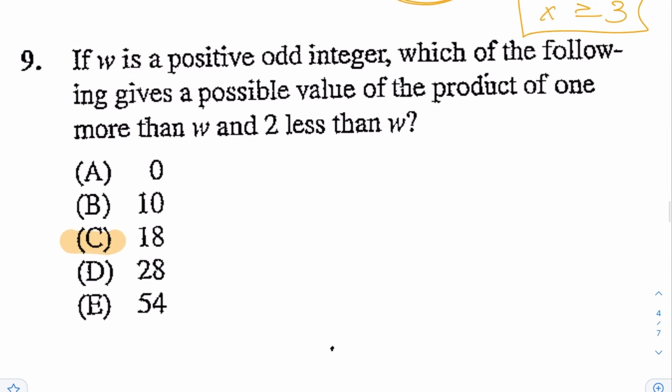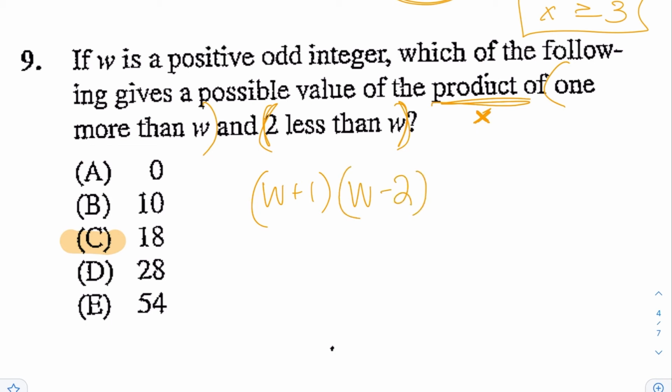Next one, number 9. If w is a positive odd integer, which of the following gives a possible value of the product of 1 more than W and 2 less than W? So here you want to know the product. So product means multiply. For these two things, 1 more than W, that's W plus 1. And the second thing is 2 less than W, so that's W minus 2.